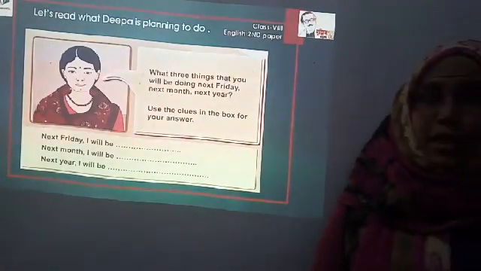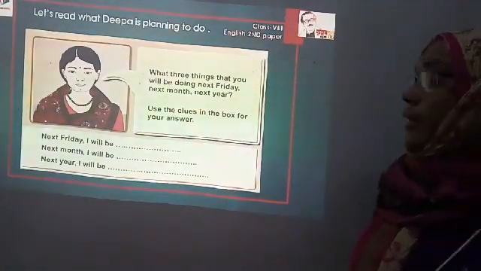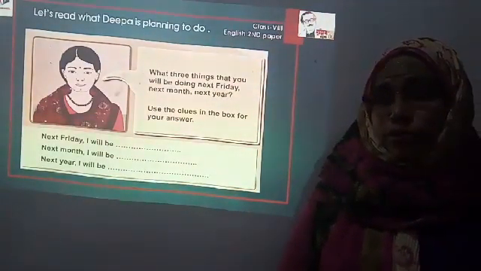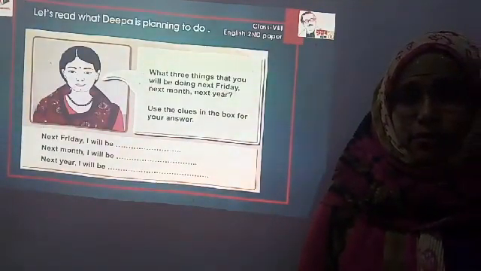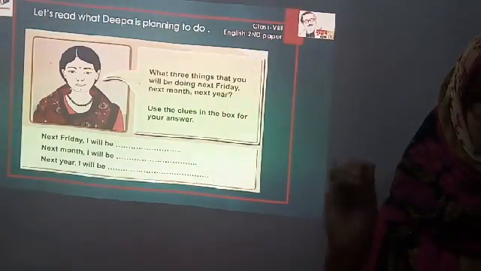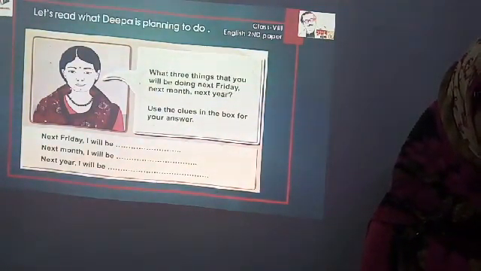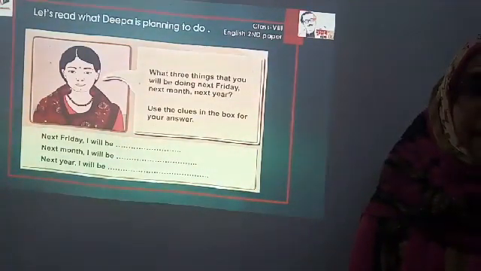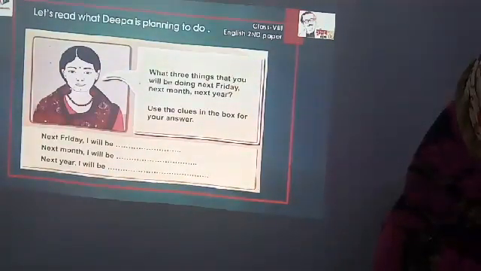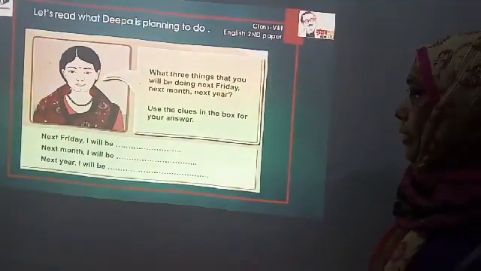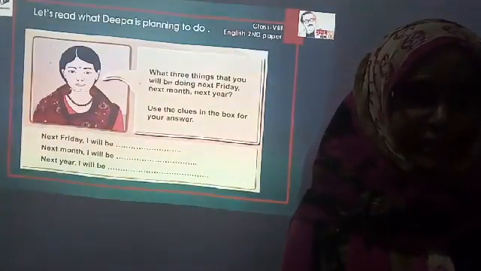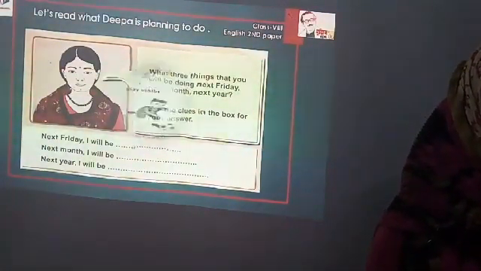Now, students, Deepa is planning what she will do. So now you will plan. You will be planning what you are going to do. Think about just three things you will be doing next Friday, or next month, or next year. Next Friday, what will you be doing? Next month, what will you be doing? Next year, what will you be doing? Just think of three things and write the sentences.